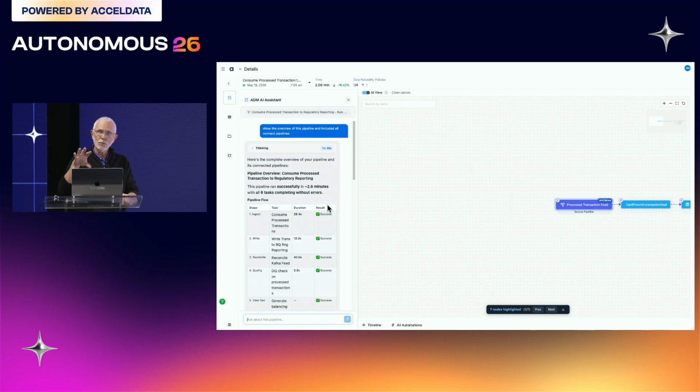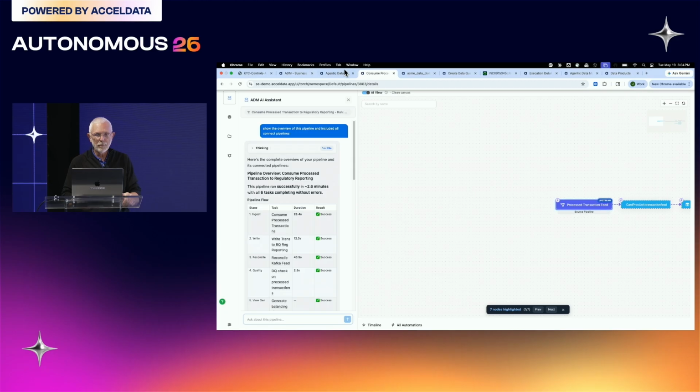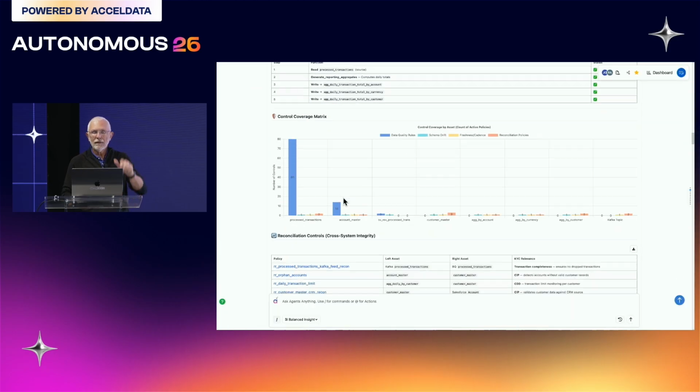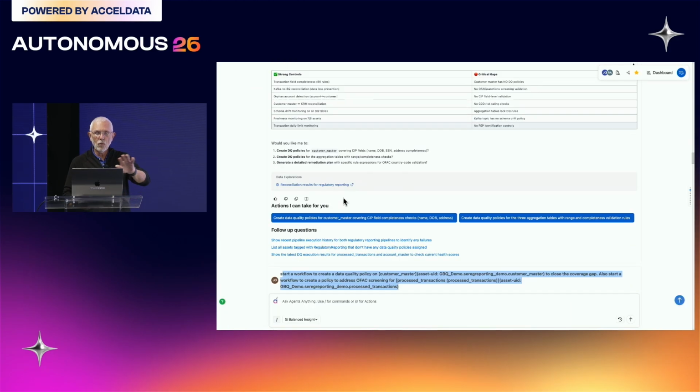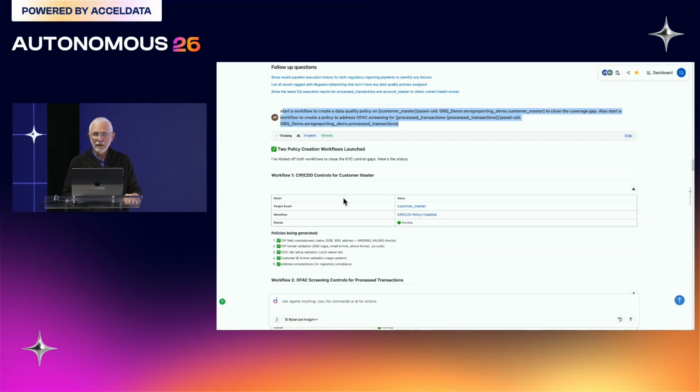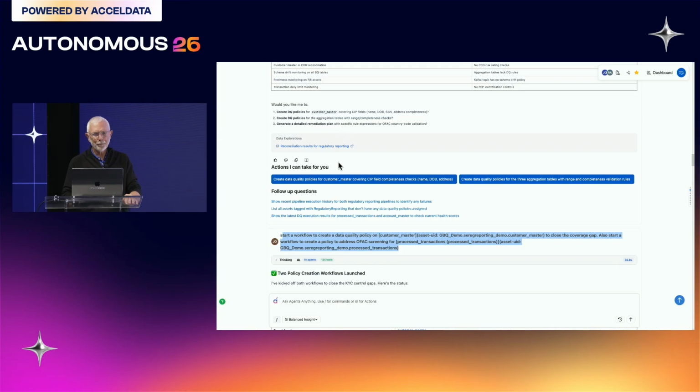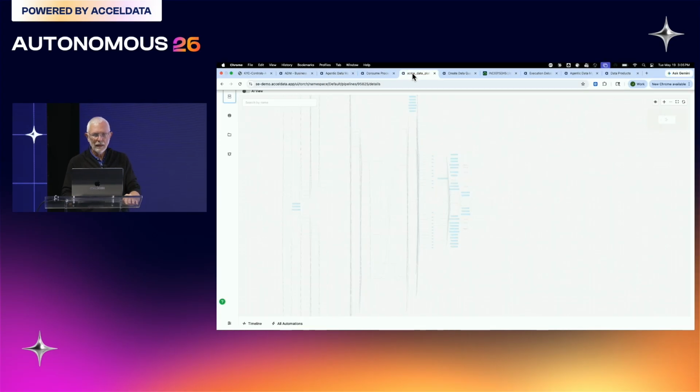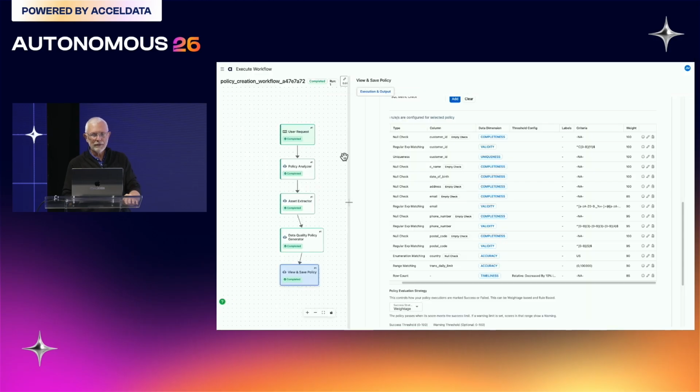One of the big things that we've been doing with ADM since last year is spreading it actually throughout the platform, so wherever I am in the platform, I can ask for help. Analyze this result. Tell me more about this asset. What's going on in this pipeline? Okay, so now I understand the pipeline. I asked for those policies to be created, right? Now let's take a look at those policies, right?